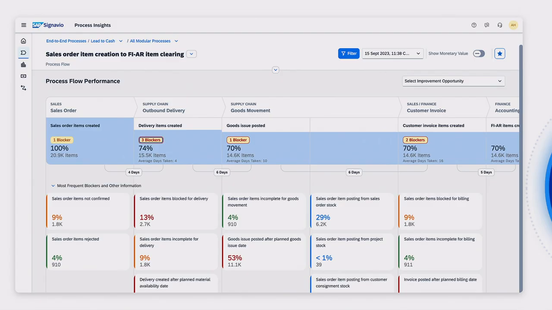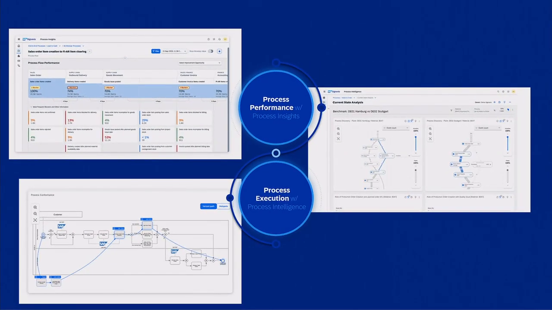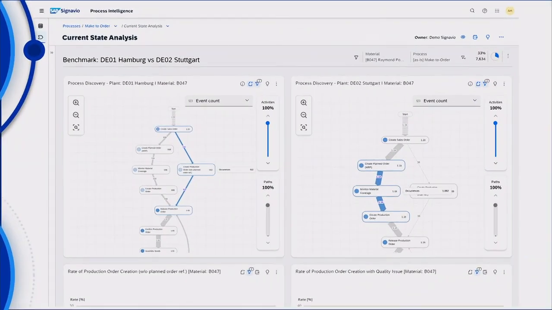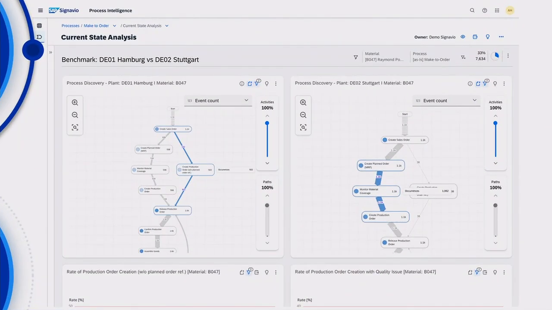And again, you have the ability to go deeper into analyzing which plant, which entity has a better lead time, which has a worse lead time, and focus on improving that, right? Once you understand this at a high level with Signavio Process Insights, you will be able to go into a more detailed analysis of your as-is processes.